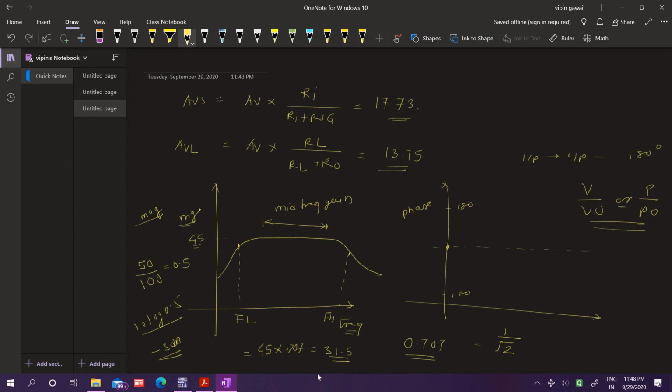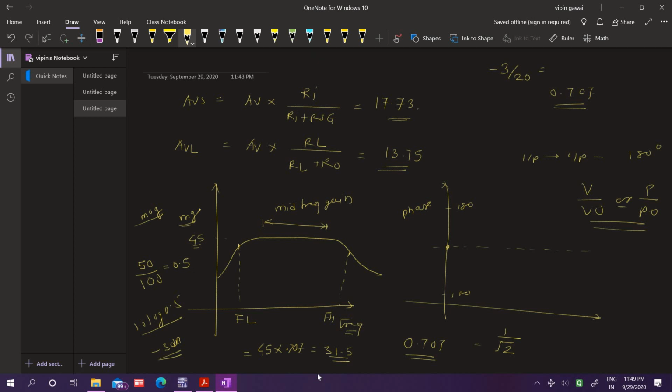So if the minus 3 dB is divided by 20, how can we obtain the value of it? If minus 3 divided by 20, we can get an answer. And if I take the power of 10 of it, then again it will come to 0.707. So this is how we can obtain the frequency response.